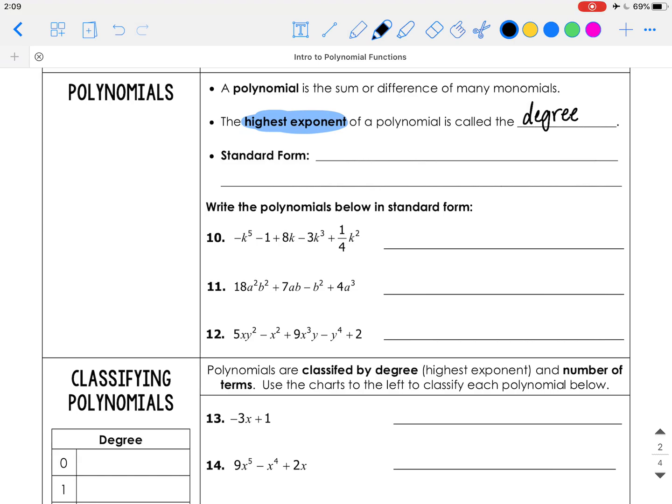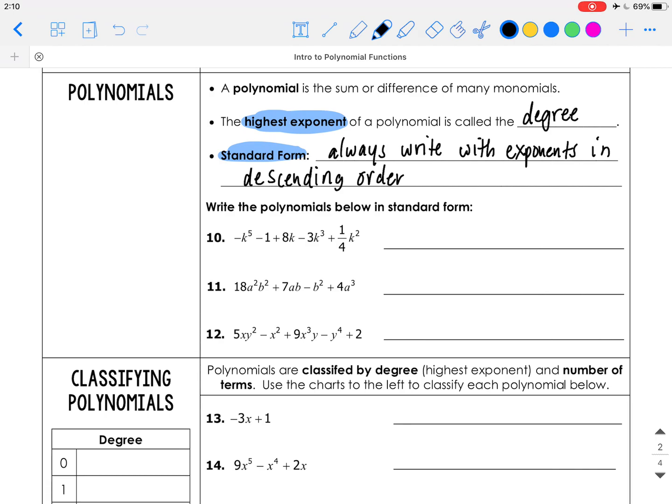The standard form, and this is important, the standard form of a polynomial, you will always write with exponents in descending order. So what does that mean? It just means that the monomials with the higher degree, so the highest number, will come first.